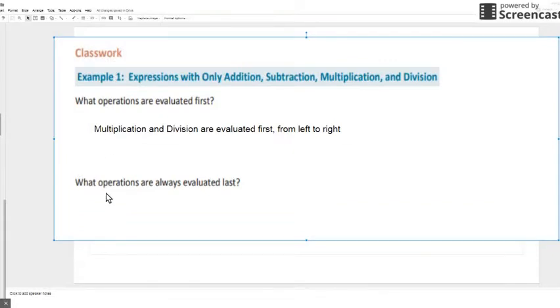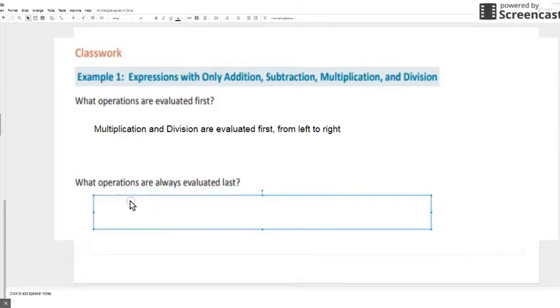If this is done first, what operations are always evaluated last? Like multiplication and division, we have two of them. We have addition and subtraction. These are always going to be evaluated last unless a certain criteria is met, and we'll talk about that later. But these are always evaluated last.